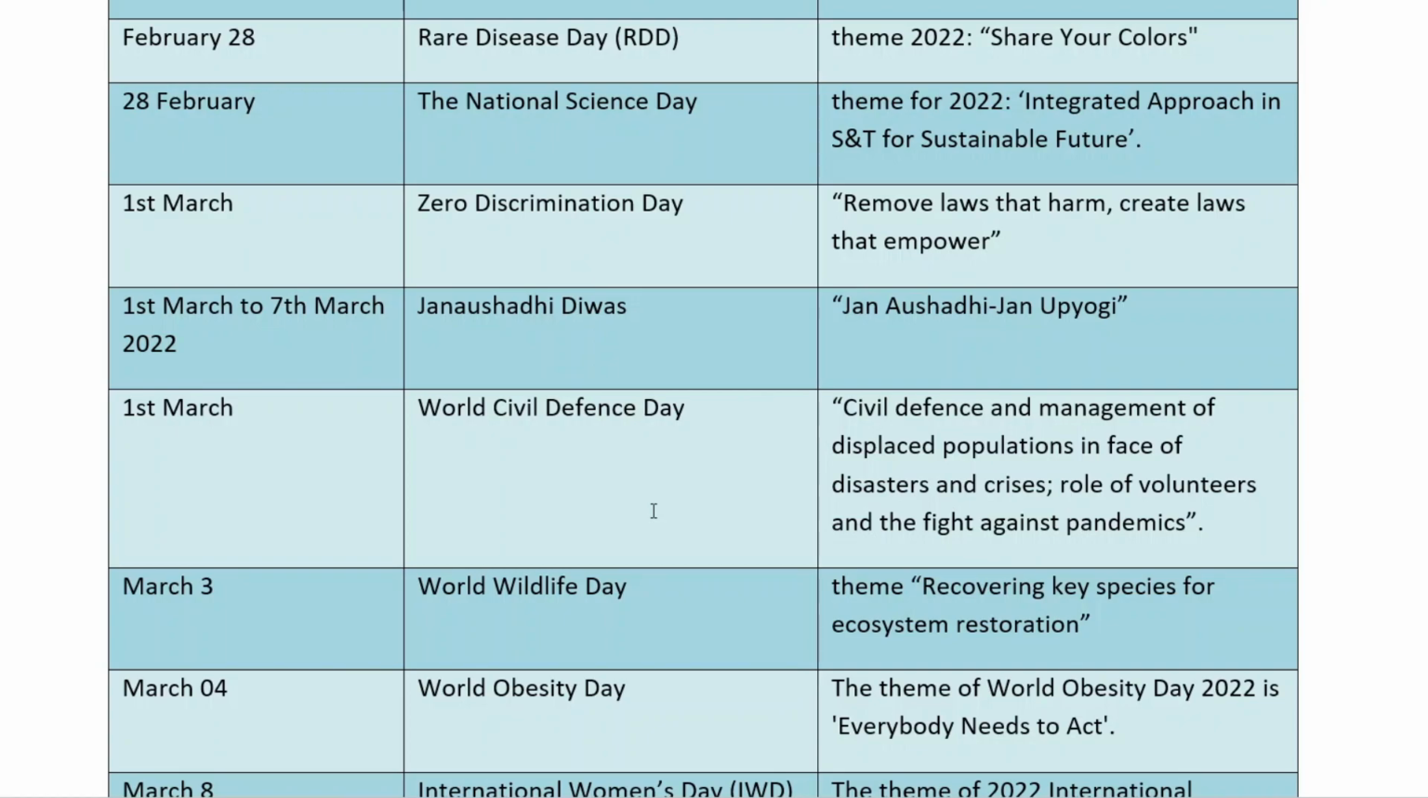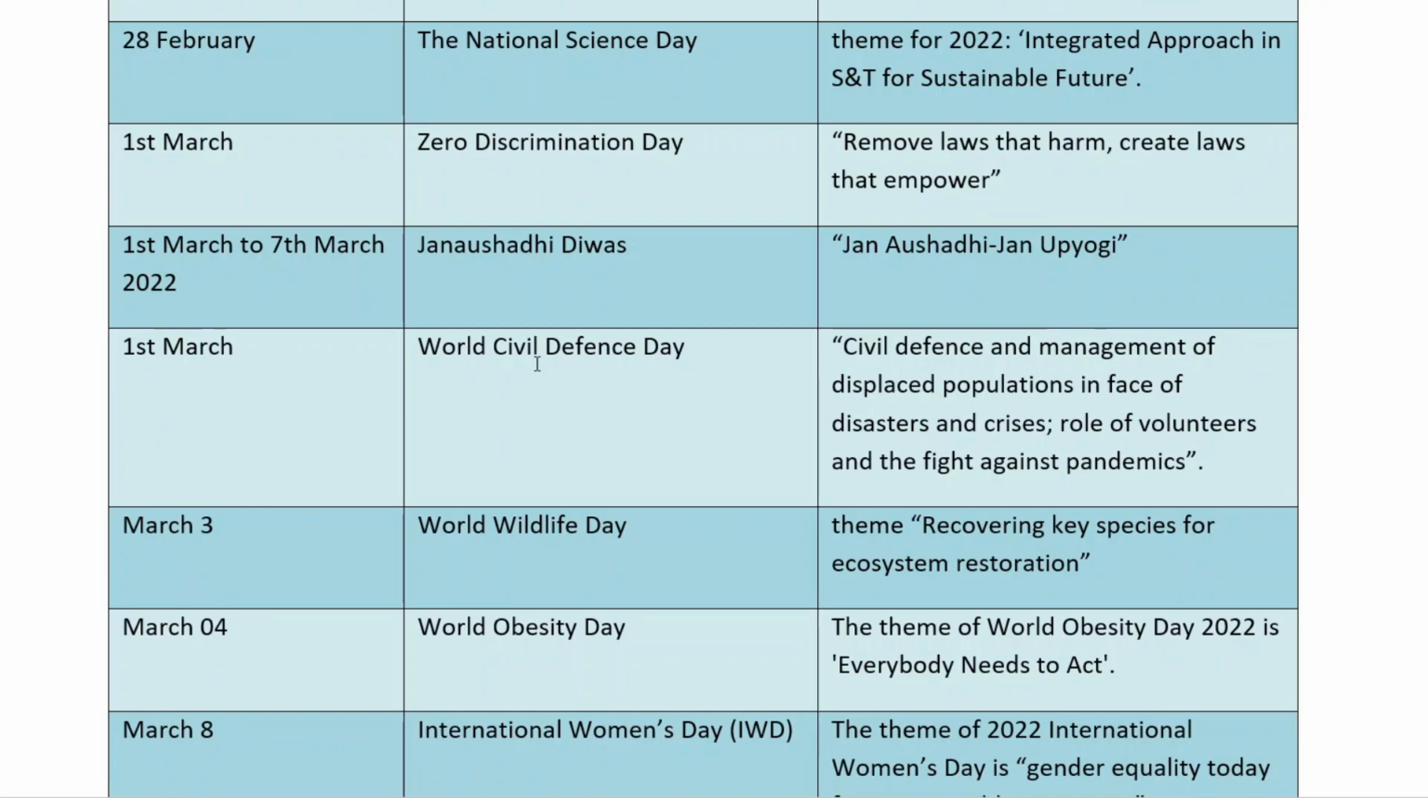Again on 1st March we have three important days. The first one is Zero Discrimination Day. Second, it is the week-long Jan Aushadhi Divas. And third on 1st March is World Civil Defense Day. Its theme concerns civil defense and management of displaced populations in the face of disasters and crises, the role of volunteers and the fight against pandemics. This is not important for the exam. The only important thing is that on 1st March we have two important days and in the first week we have Jan Aushadhi Divas.